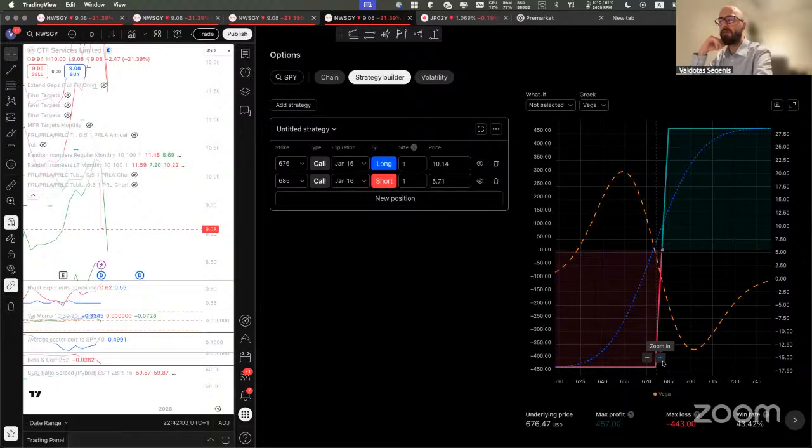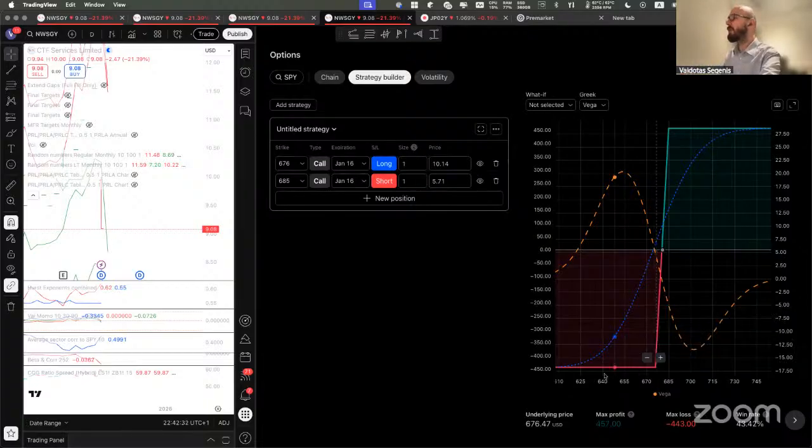Of course, capital efficiency and usually stocks don't go to eternity. We need to have targets and we need to know where we will be happy to sell. So the maximum profit in this case is, of course, if stock goes to 685. If stock goes even higher, you still keep your maximum profit, but you don't make any additional money anymore.